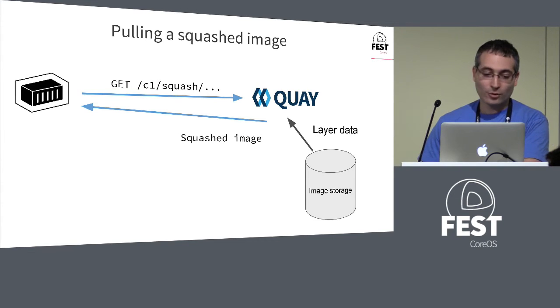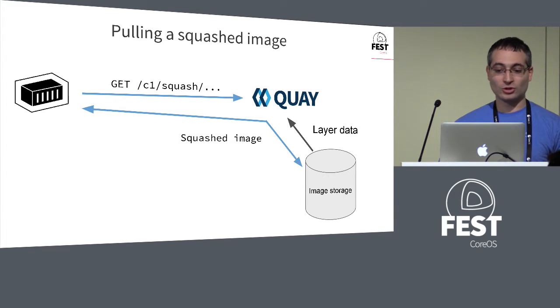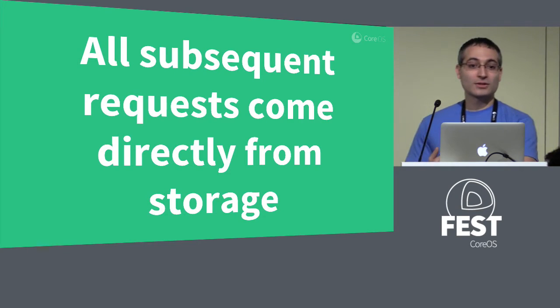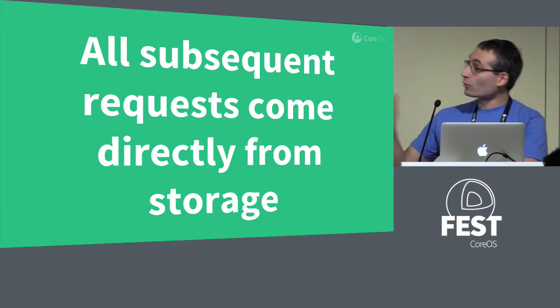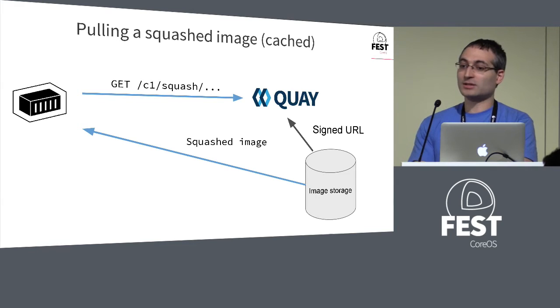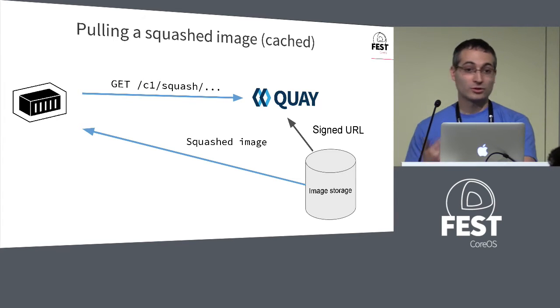Now, pretty simple and straightforward, but what we actually do is we also simultaneously stream the squashed image to image storage as well. And in this way, all subsequent requests that are made for that squashed image come directly from storage. So instead of having to go and rebuild the squashed image the next time it's requested, we can just return it from image storage as a signed URL and jump right out of the way.